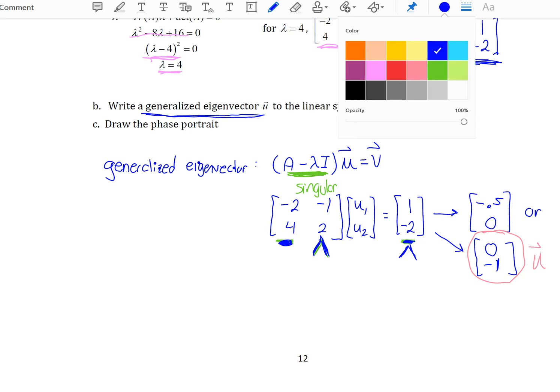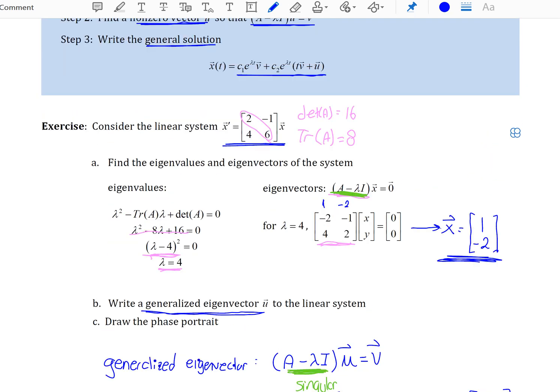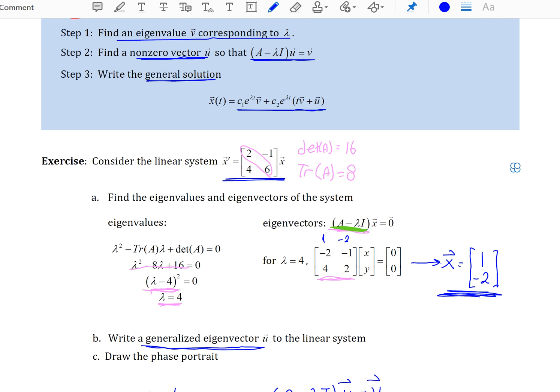Now with this as our vector u, we can now write our general solution. Recall our general solution is going to be of the form c1 e to the lambda t v. This is the first part of our solution. And then c2 e to the lambda t times (tv plus u). That's the second part of our solution.